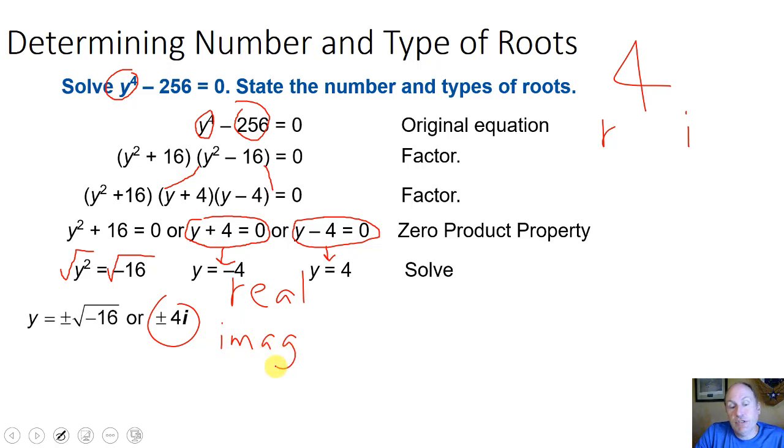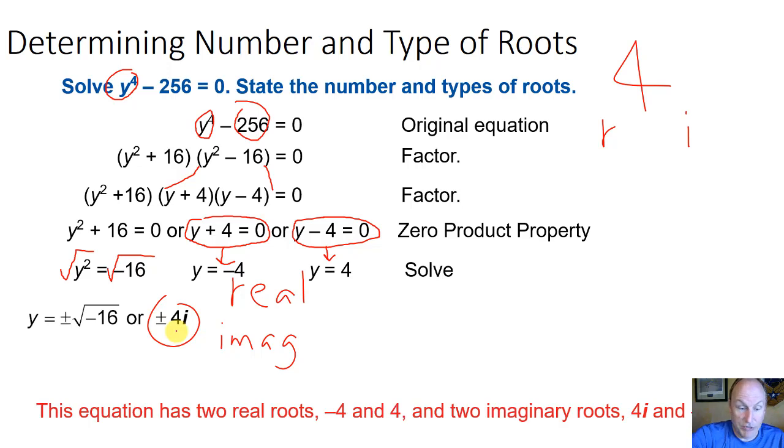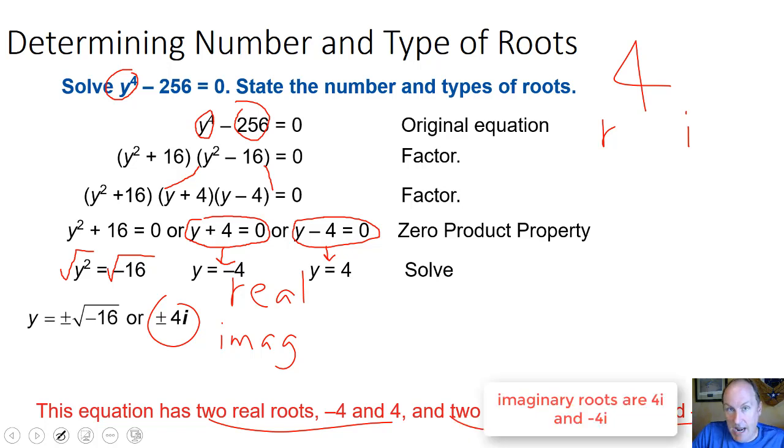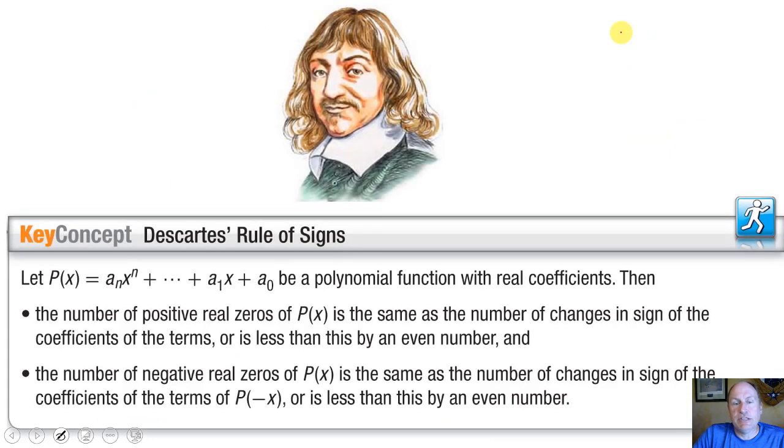And imaginary roots have to come in pairs. So this equation has 2 real roots at y equals negative 4 and 4, and 2 imaginary roots, 4i and negative 4i in the complex number system. But it still has that total of 4 roots because of the fundamental theorem of algebra. So let's look at René Descartes, a French mathematician of great fame.